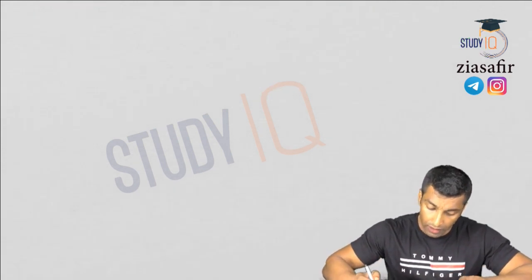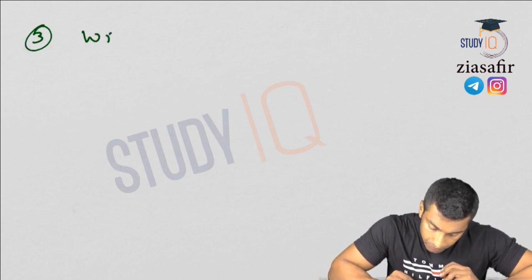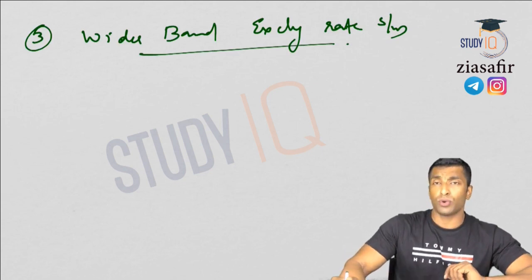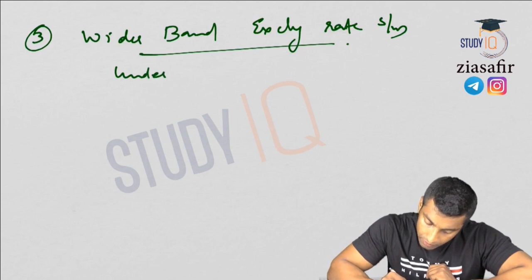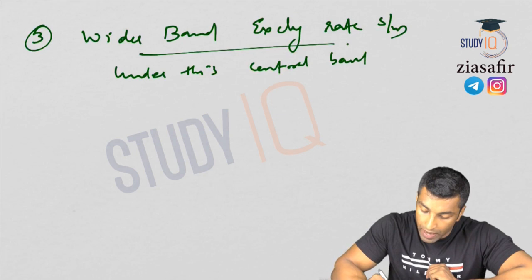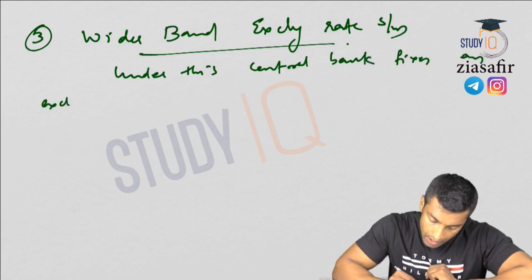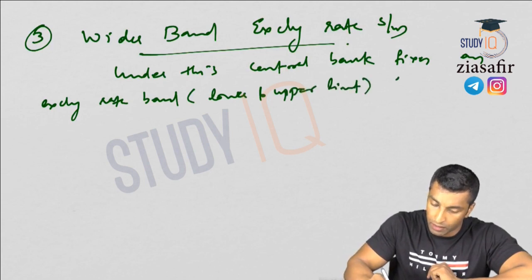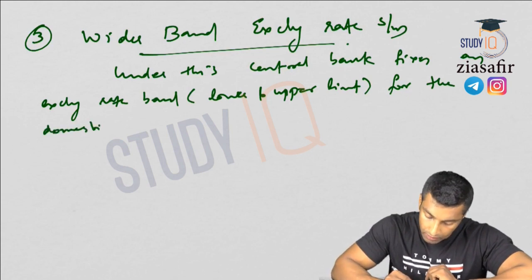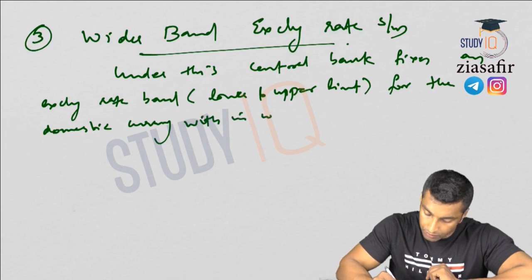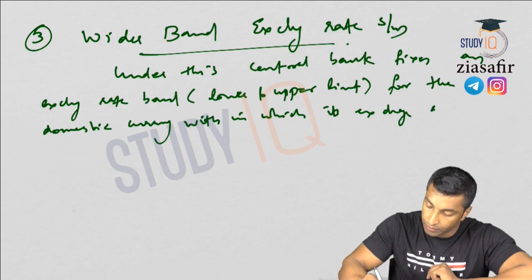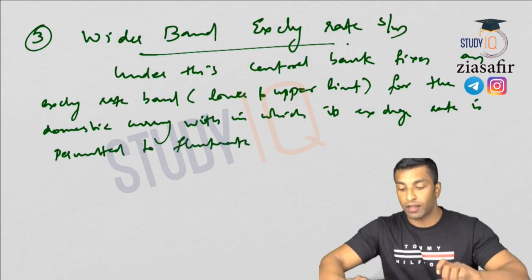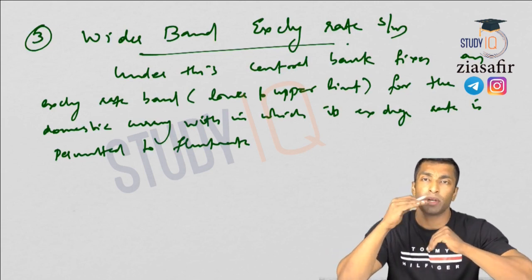Okay, so that's it. We will move to the next one, the wider band exchange rate system. Third one, wider band exchange rate system. Let me write down the definition first and then I'll explain this. Under this, the central bank fixes an exchange rate band, so there will be a lower and upper limit for the domestic currency within which its exchange rate is permitted to fluctuate. So it is not like you can fluctuate anywhere. There is an upper limit and lower limit.